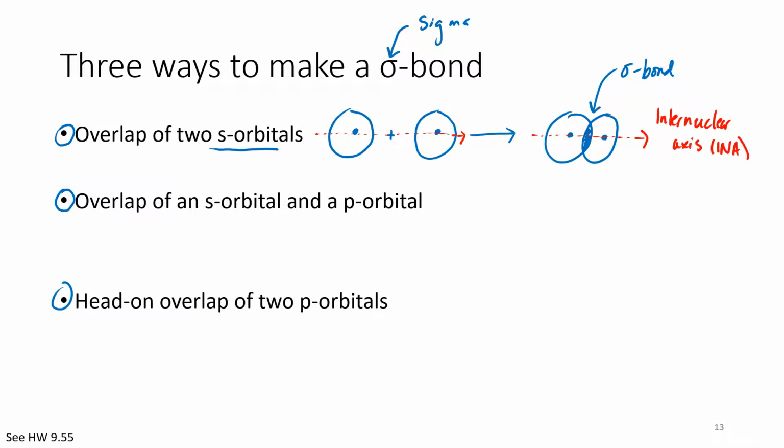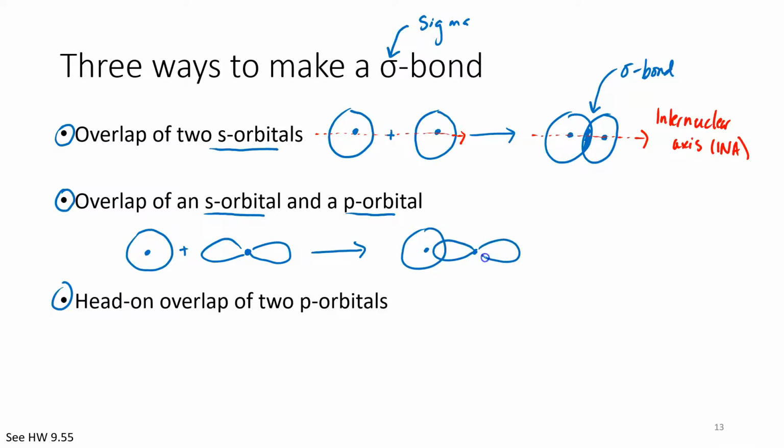Let's look at another way to create a sigma bond. We can have the overlap of an s orbital and a p orbital. So here is the nucleus of one atom, here is its s orbital, here is the nucleus of another atom, and here is its p orbital. When these two overlap, you do get a sigma bond. Here is our sigma bond. We call this type of overlap a head-on overlap.